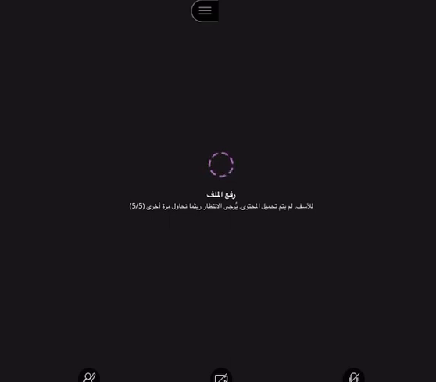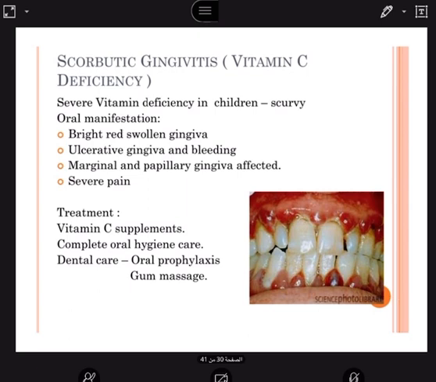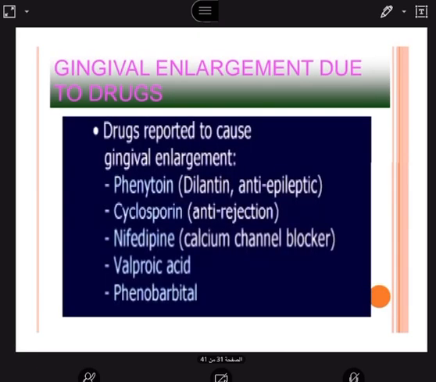What are the treatments? Vitamin C supplements, because as is obvious, it is due to vitamin C deficiency. You will have to give vitamin C supplements. Even fruits which are rich in vitamin C, like your citrus fruits, lemon, orange, etc., are also recommended. Complete oral hygiene care, dental care. You have to give the supplements, and as a professional, you will have to do oral prophylaxis and gum massaging.